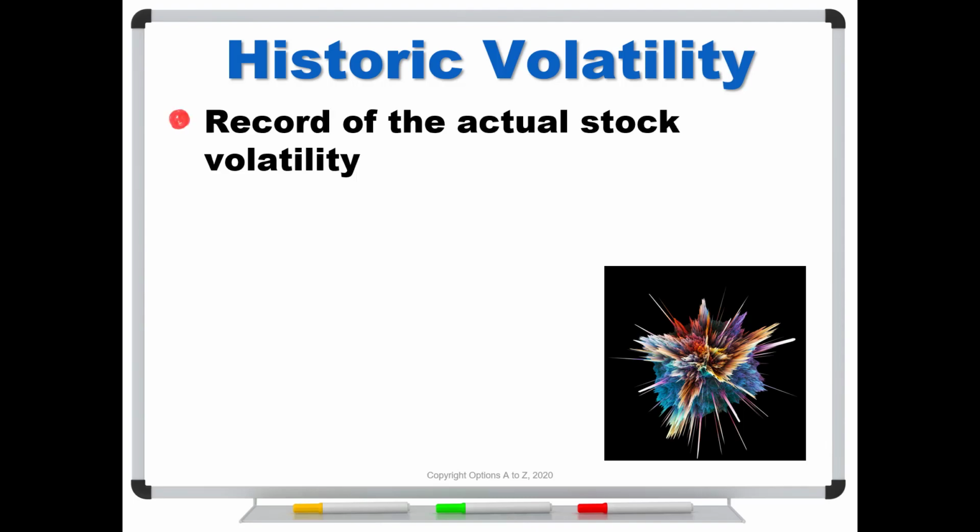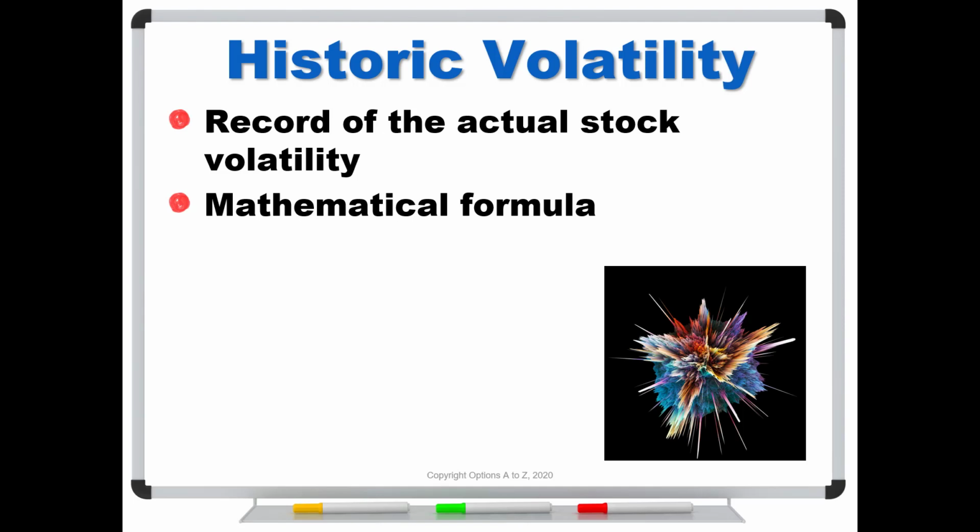Remember, this is a record of the actual stock volatility. This is simply derived from a mathematical formula. There's no ifs, ands, or buts about it. There's no argument, no room for dispute. So if you come up with a historic volatility of 20% for a particular stock, then it should be the same at Schwab, Merrill Lynch, E-Trade, wherever, assuming we're looking at the same period of time. So it's just an actual mathematical calculation.